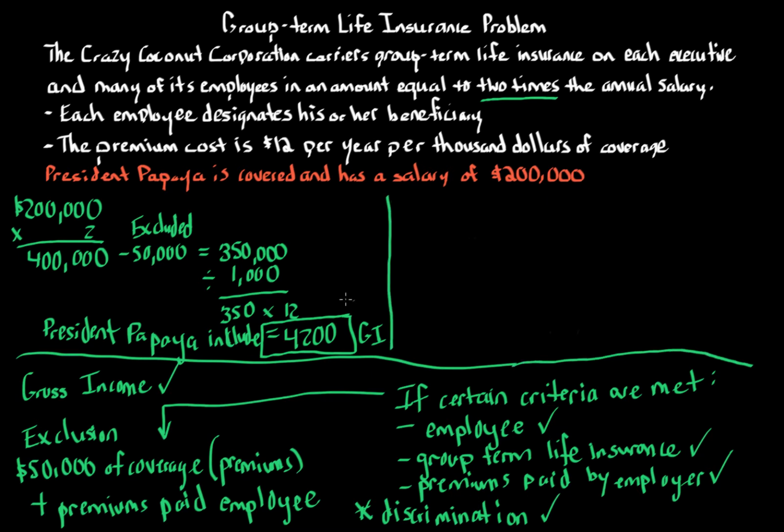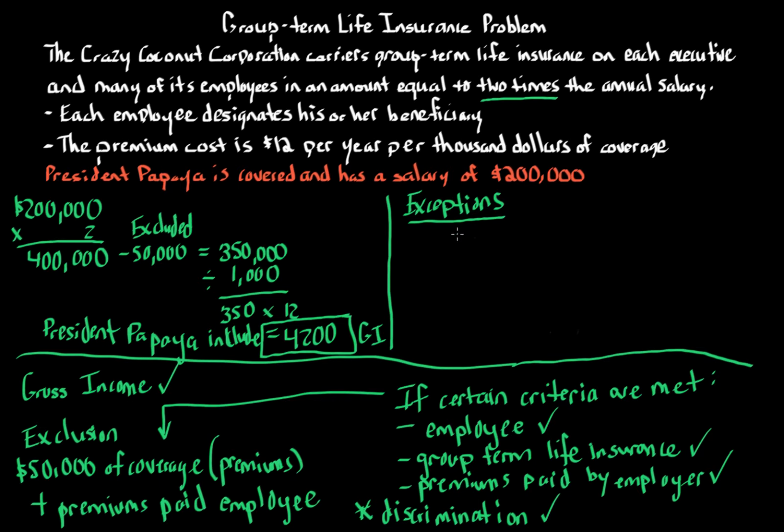So now that we know the end tax result here with respect to this transaction, based on what we went through, where President Papaya has to include $4,200 in gross income, which is the cost of the premiums included during the year, I want to talk about a few things. Now, there's a few exceptions to this rule. And this is just important to know, looking at the same rules that we just talked about, just a few things: what if this, what if that?